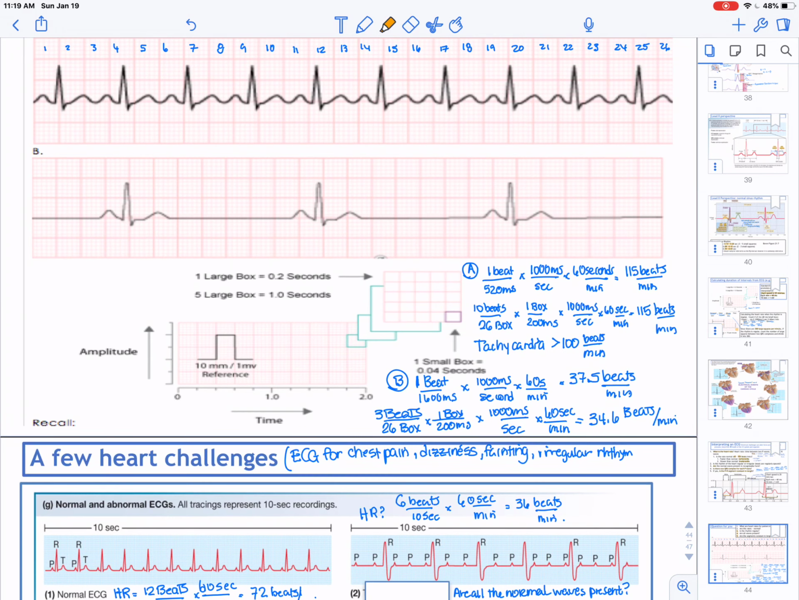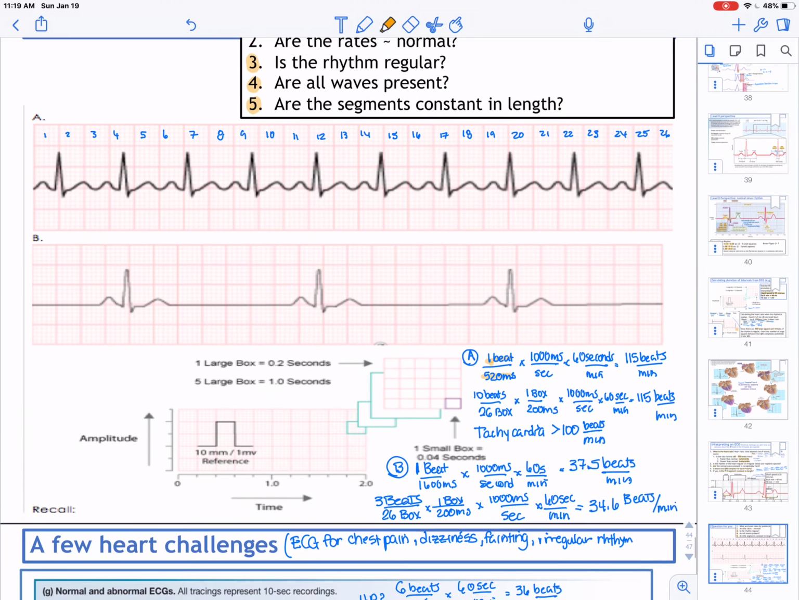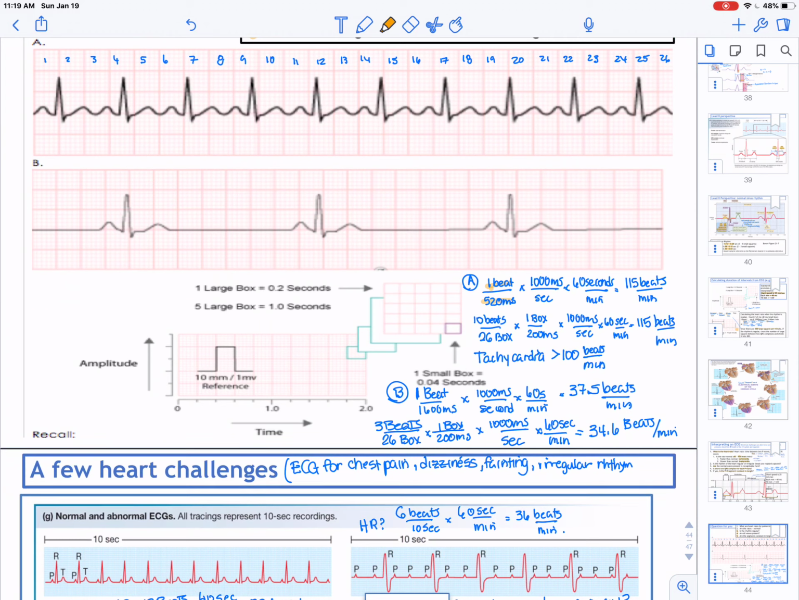So I just want to show you that I have the heart rate calculation done in both ways. So we're looking at 1 beat per 520 milliseconds for A, and then this person's heart rate is 115 beats per minute. And if you use the box method, 10 beats per 26 boxes, and each box is 200 milliseconds, and we go through our dimensional analysis and we get the same result. So this patient has tachycardia.